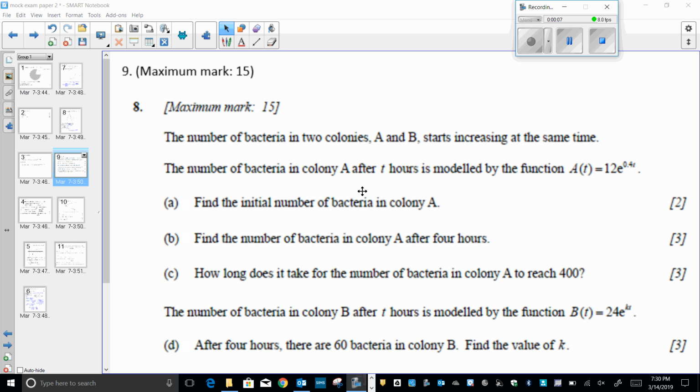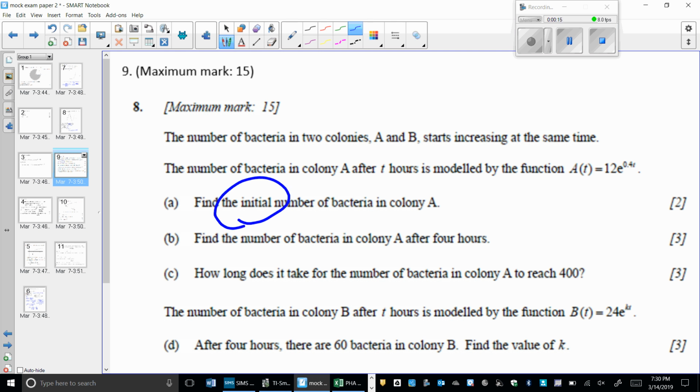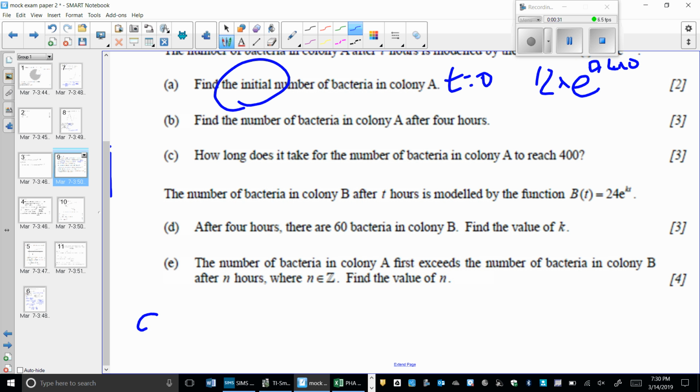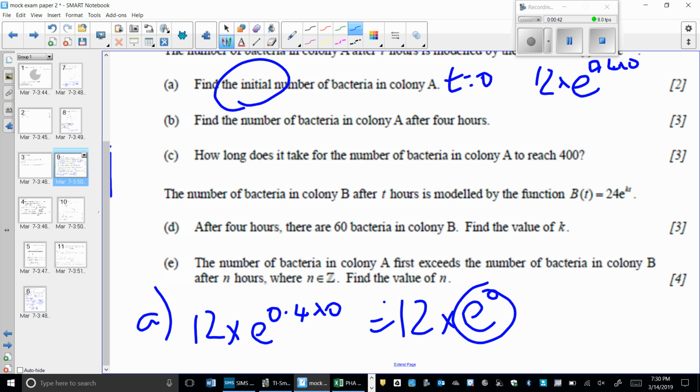Find the number of bacteria in colony A after T hours is multiplied by this. Find the initial. So whenever you see the word initial, it means that T is 0. And so we've got 12 multiplied by E to the 0.4 multiplied by 0. So that's 12 multiplied by E to the 0. That's 1. So that is 12.